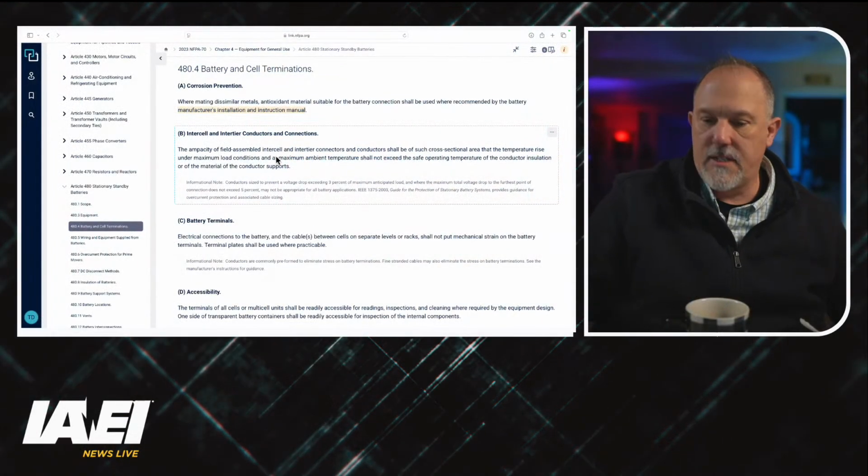Interior. There's my buddy. Come on, Jake. Yep, it's my buddy. So the ampacity of field. Look at this. Wait, hold on. Watch this. Camera A. What does this say?